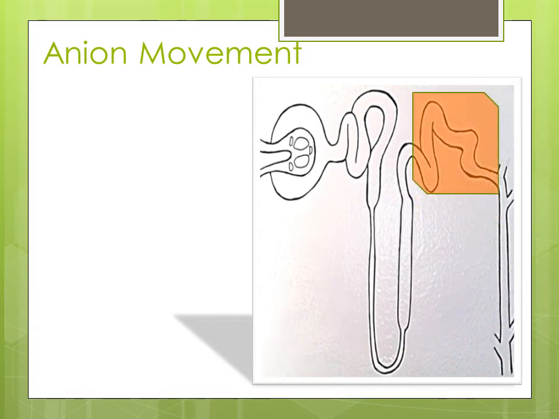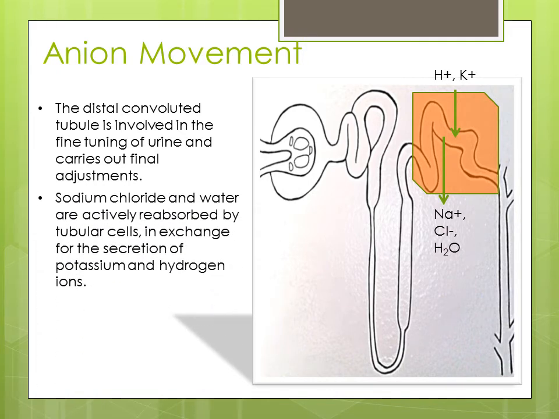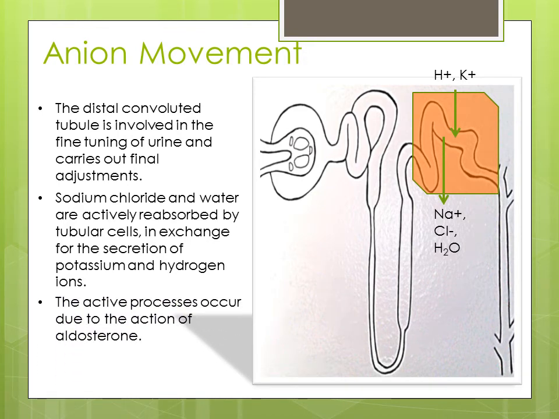The distal convoluted tubule is involved in the fine-tuning of urine and carries out final adjustments. Sodium, chloride, and water are actively reabsorbed by tubular cells in exchange for the secretion of potassium and hydrogen ions. The active processes occur due to the action of aldosterone.